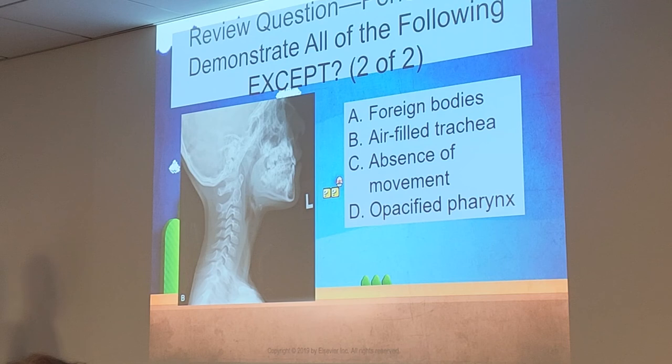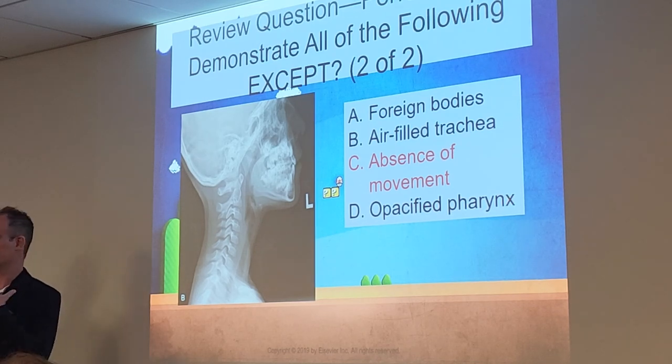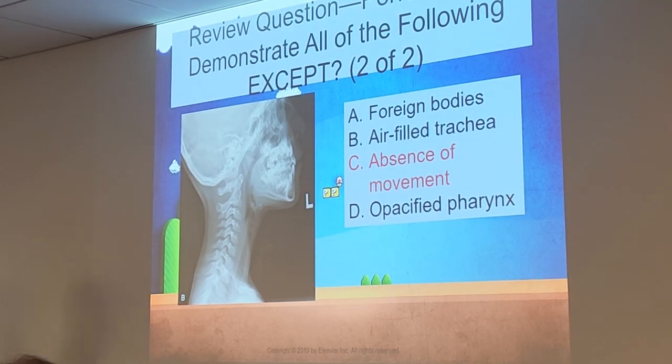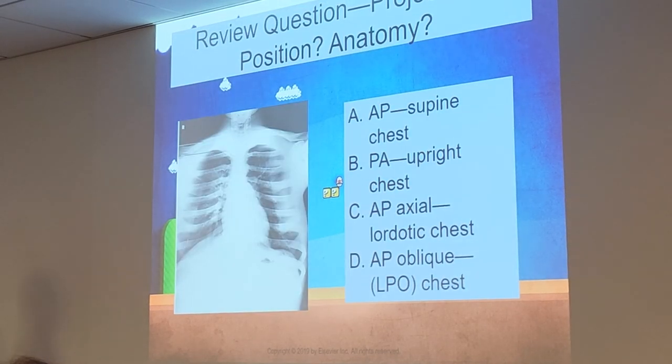All right. What is this, first of all? Lateral upper airway. This is done to demonstrate all of the following except what? Which one does not fit? C. That's the only one that doesn't make sense, right? Because yes, we're looking for foreign bodies. We're also looking for the air-filled trachea. And even if we don't know what the word opacified means, we're still looking at the pharynx, right? Absence of movement doesn't even make sense. So that's the least likely answer. I'm just showing you some test-taking strategies here, guys. Opacified means a solidified, very white-looking pharynx on the X-ray, like there's a big mass in there. The absence of movement does not make sense. We just talked about this.